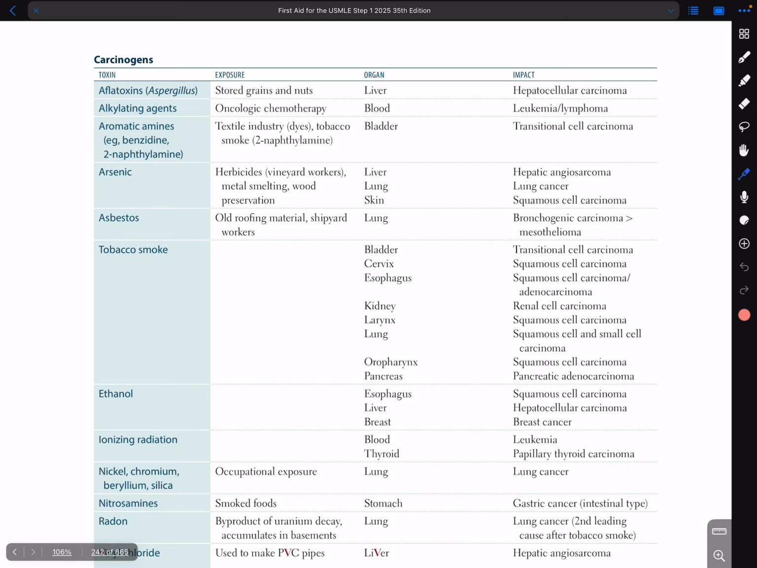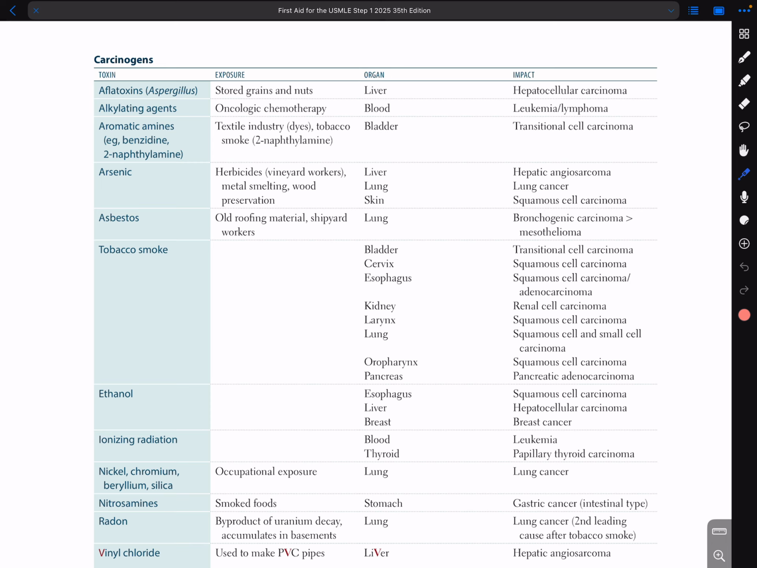Next carcinogen is asbestos. Exposure is through old roofing material and shipyard workers. It affects the lung, and the impact is bronchogenic carcinoma, which is more common than mesothelioma.